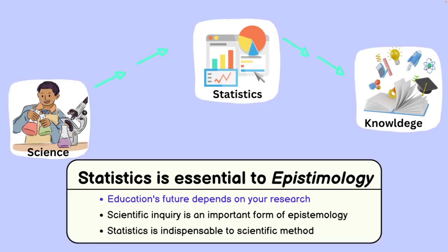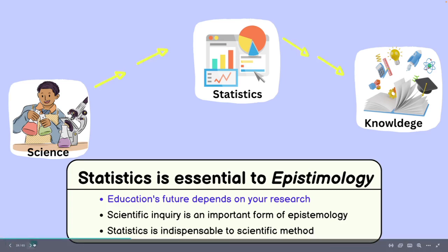The reason why statistics is so important to not just educational research, but research in general. Scientific inquiry is a very important form of epistemology. It is one of the main ways by which we gain knowledge. And scientific inquiry depends on the application of statistics. And so for education research, just like research in medicine or in finance or in agriculture, all of the research depends on the right application of the principles of statistics.